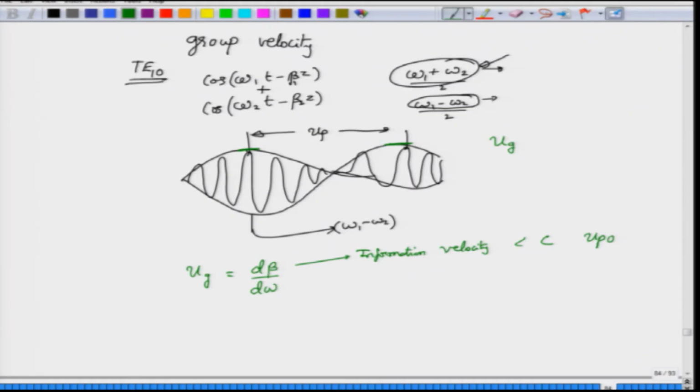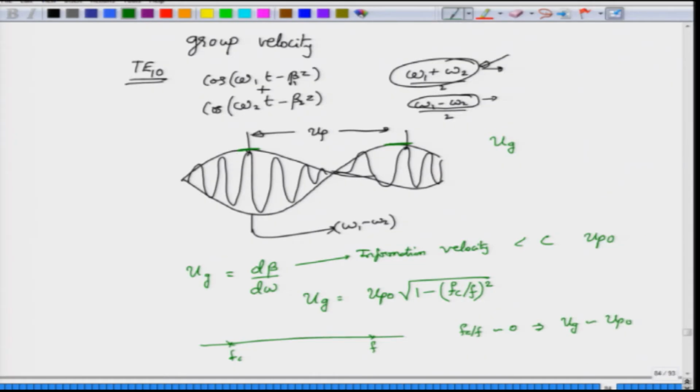Why? Because let us go back and look at the expression for beta, which we have already written there, and then differentiate that expression of beta, okay. When you do that, you will see that group velocity is given in general by up0 into square root of 1 minus (fc by f) whole square, okay. So, if this is fc and you operate at an f which is much higher than fc, meaning that this particular mode is now well represented, the ratio of fc to f will be almost 0, and this further implies that ug will be approximately up0. All the time it will actually be less than that, but this is an approximation, right.